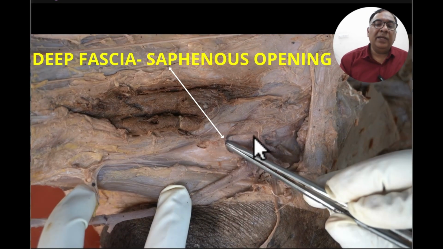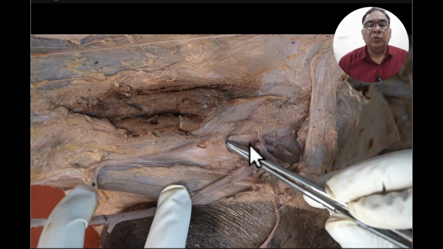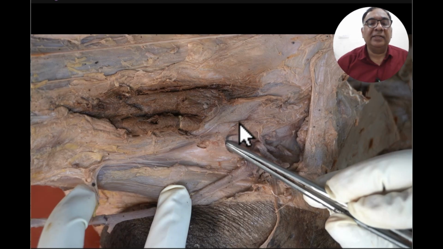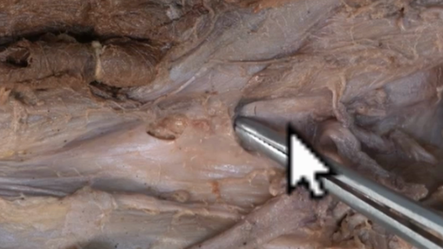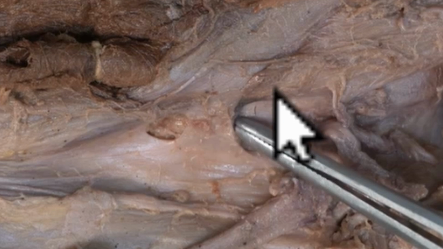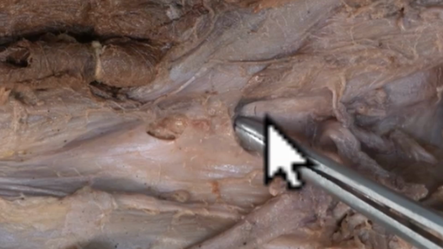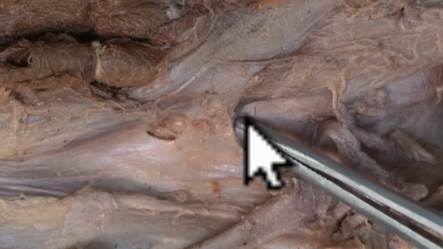This is an oval shape opening and it is a modification of the deep fascia in the thigh, and the center of the saphenous opening lies 4 cm below and 4 cm lateral to the pubic tubercle. Here you can see this is the lateral margin of the saphenous opening. The lateral margin is a well defined margin. This is sharp and this margin is called the falciform margin. Here you can see this is the femoral vein and this is the femoral artery, and the femoral artery and femoral vein are enclosed by a sheath-like structure called the femoral sheath, and the femoral sheath lies behind the falciform margin of the saphenous opening.